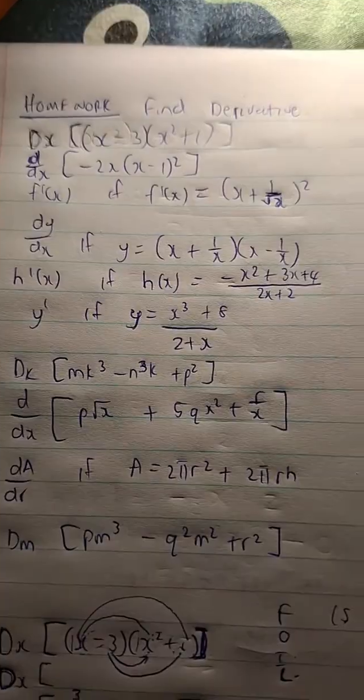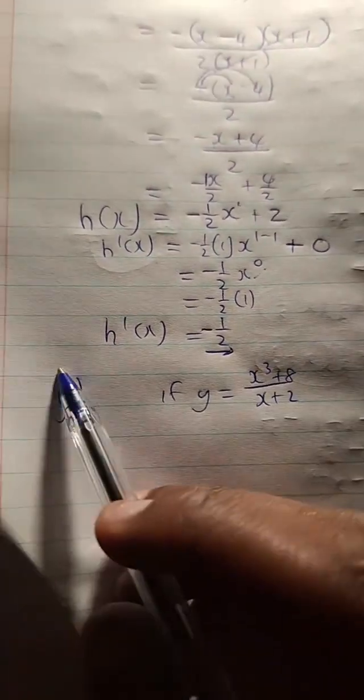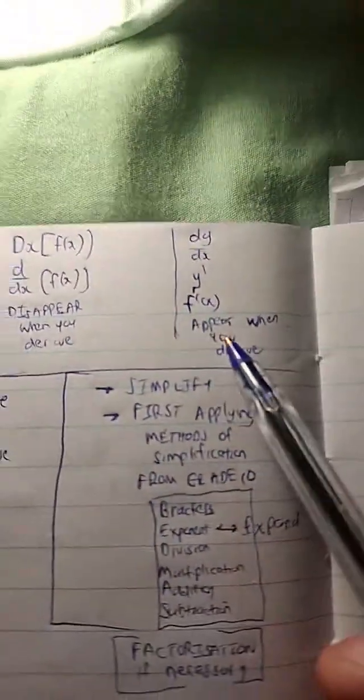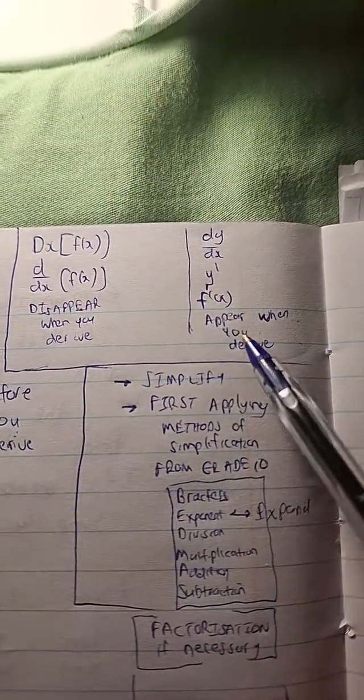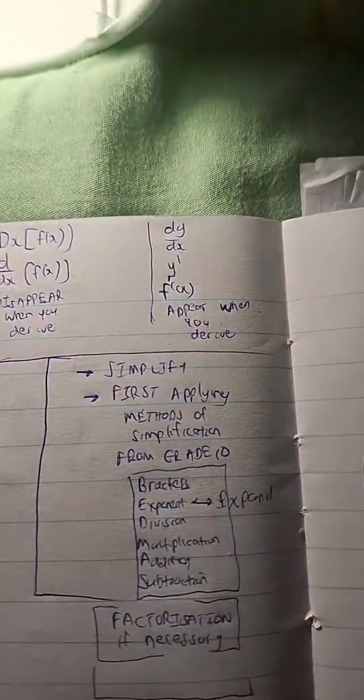Here's another question. They want y prime if y is equal to x cubed plus 8 over x plus 2. Now, remember, this y prime falls under the category of notation where y prime will only appear when I'm ready to derive. As I still need to first simplify, y prime is not going to appear. So for now, we say y is equal to x cubed plus 8 over x plus 2.